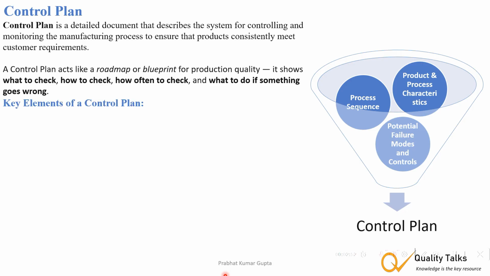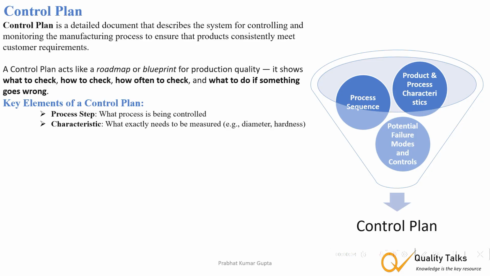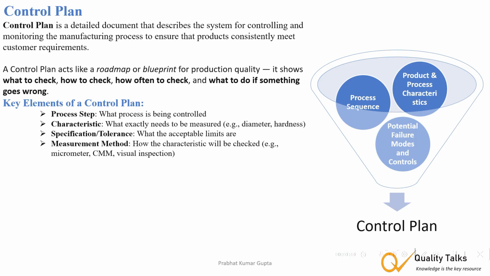Now let's look at the key elements that make a control plan. First, the process step. Here we define what process needs to be controlled. Next, the characteristics. This defines what exactly must be measured, like a part's diameter, hardness or color. Then, specification and tolerance, which sets the acceptable limits for the characteristics. We also describe the measurement method, how the checking will be done. This could be using tools like a micrometer or a CMM or just a visual inspection.